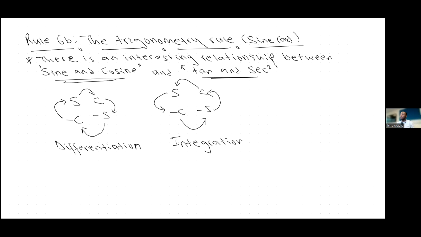Now as well, I told you for sec squared and tan. When you differentiate tan, it's gonna give you sec squared. But when you integrate sec squared, it's gonna give you tan. So this is for integration. So this is the relationship between them.